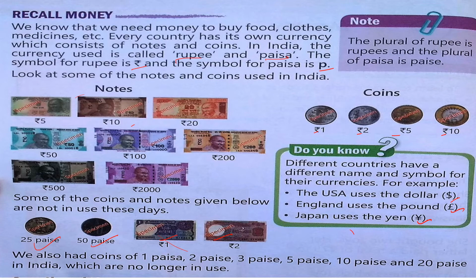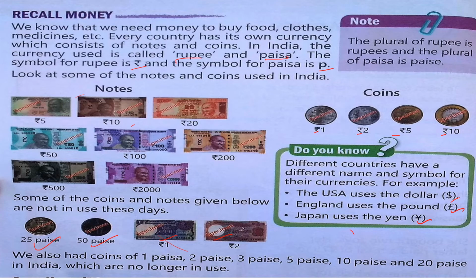We also had coins of 1 paisa, 2 paisa, 3 paisa, 5 paisa, 10 paisa and 20 paisa in India, which are no longer in use. Nowadays these denominations are not in use because we will not get anything with 1 paisa and 2 paisa, because the value of money increases day by day. That is why. Got it?